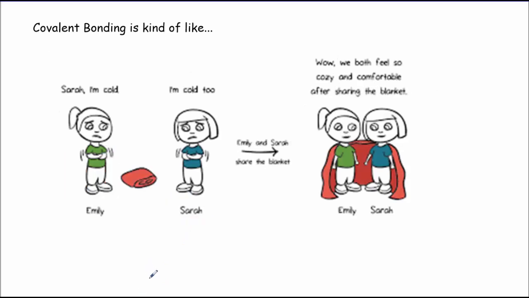And covalent bonding is a little bit like this situation. Sarah and Emily are both too cold, so what they do is they share a blanket. And by sharing, they develop a bond between them. Similarly, hydrogen and oxygen both need more electrons to complete their outer shell, so they share some of their electrons, and that becomes a chemical bond between them.